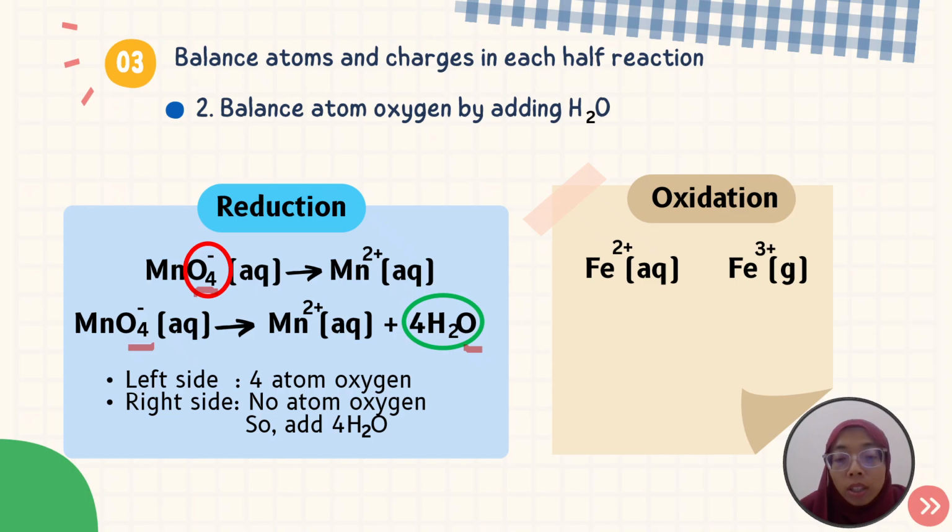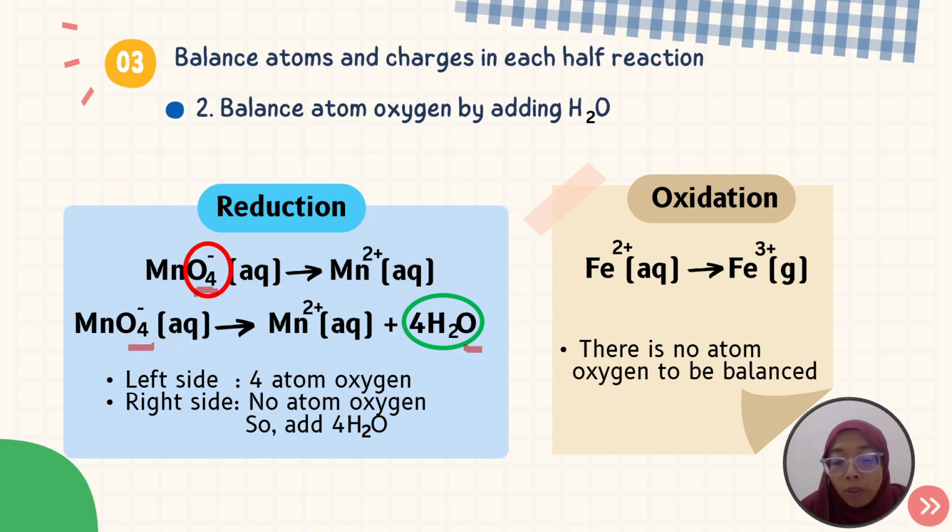For the oxidation part, since we have balanced the iron atom already, and there is no oxygen atom on the left or right side, we just skip this step, because there is no oxygen. So we go for the next step.